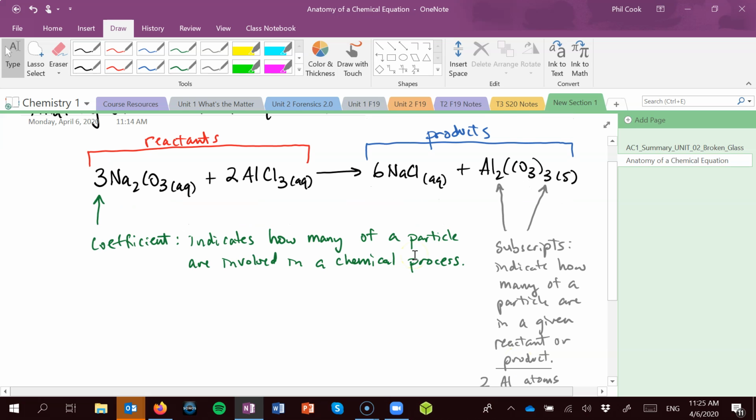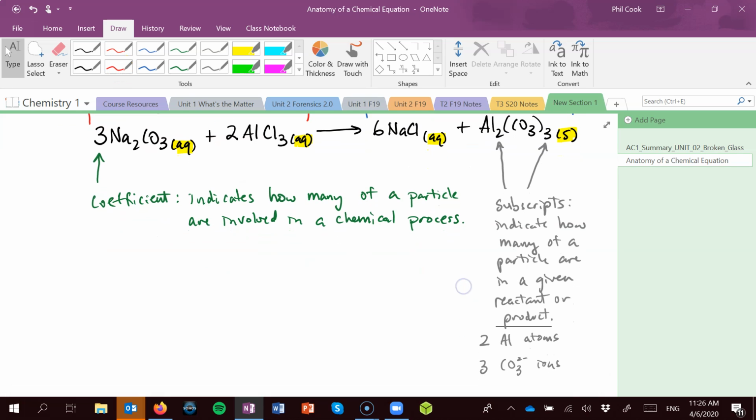The final piece I want to highlight right now deals with state symbols. State symbols are the symbols that you see in parentheses written as subscripts, and they tell us the state of matter that a particular substance is present in for a chemical or a physical change. The ones that you'll need to know, I'm going to list in the space right here. So state symbols that you will need to know.